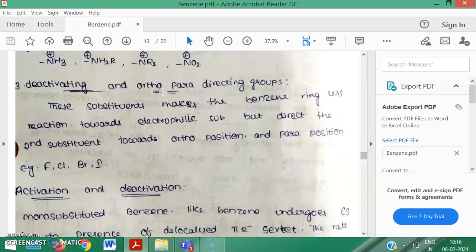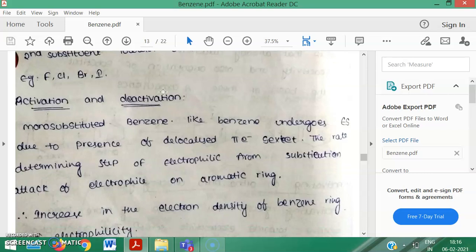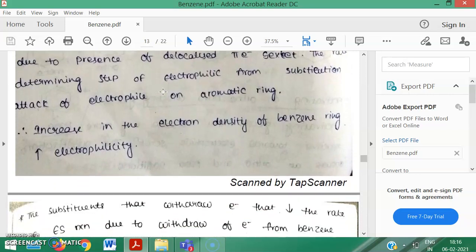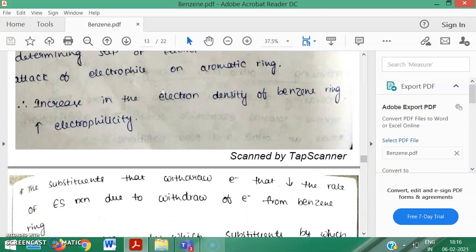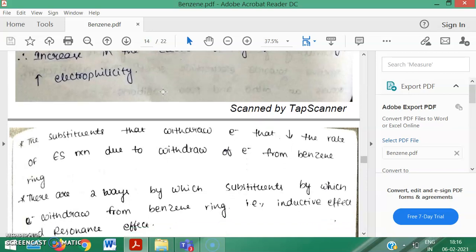So coming to activation and deactivation. What is activation? Monosubstituted benzene, like benzene, undergoes electrophilic substitution due to the presence of a delocalized pi electron sextet. The rate determining step of electrophilic aromatic substitution is the attack of the electrophile on the aromatic ring, and there is a formation of the arenium ion, as we discussed in the last class. That is the main important step. Increasing the electron density of the benzene ring increases the electrophilic substitution reaction rate. A substituent that withdraws electrons decreases the rate of electrophilic substitution reaction due to withdrawal of electrons from the benzene ring.